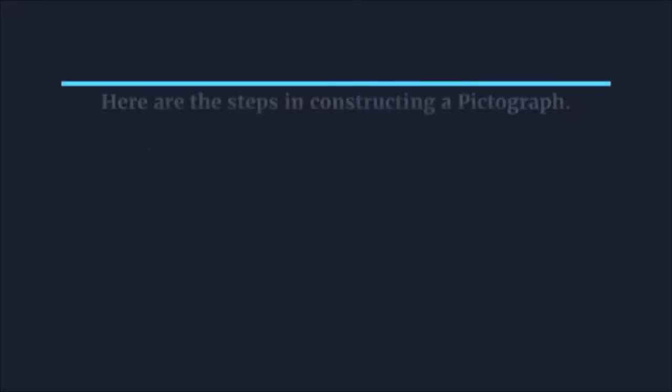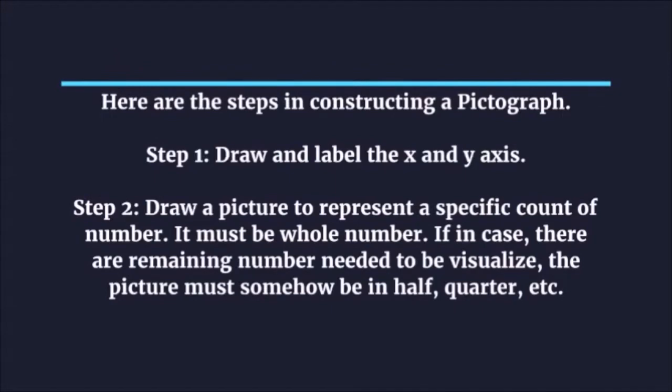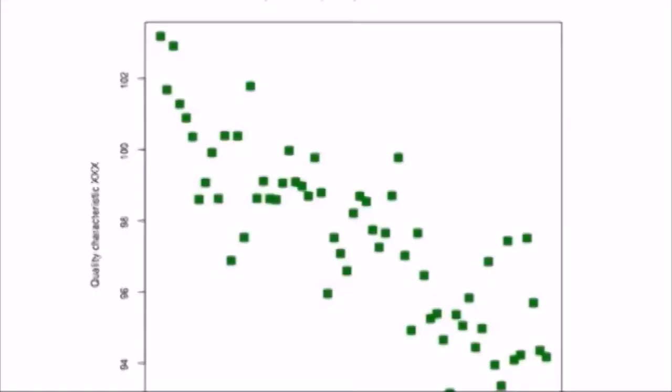Here are the steps in constructing a pictograph. Step 1. Draw and label the x and y axis. Step 2. Draw a picture to represent a specific count or number. It must be a whole number. If in case there are remaining numbers needed to be visualized, the picture must somehow be in half, quarter, etc.